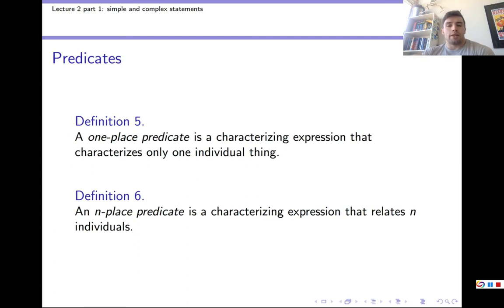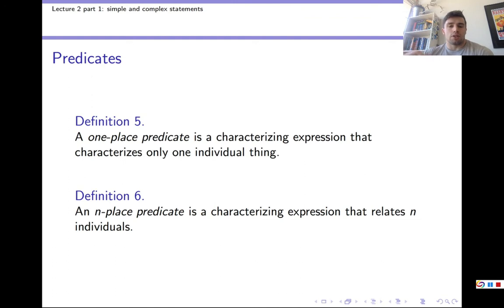Now, the many here, or the n, is determined by how many individuals are referred to. So if a characterizing expression relates two individuals, we'd call it a two-place predicate. If a characterizing expression relates 17 individuals, we call it a 17-place predicate, and so on. I've defined it in the slides as an n-place predicate, where n is used in place of many.